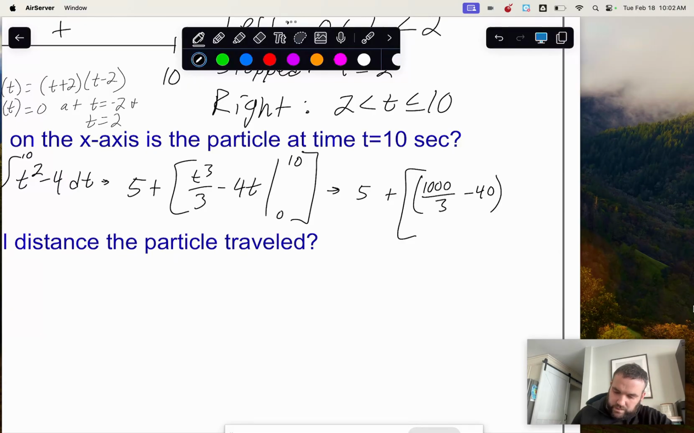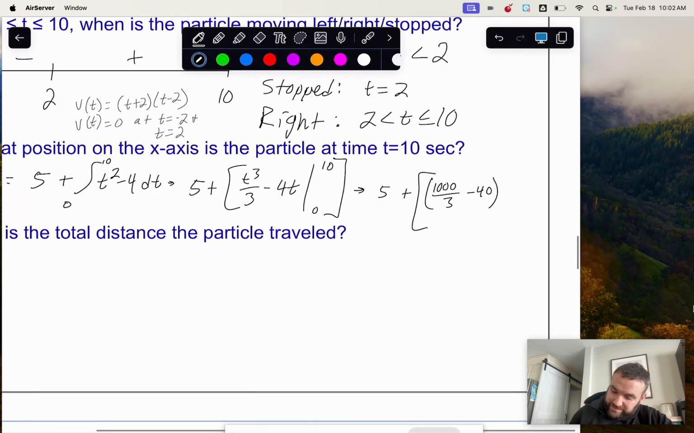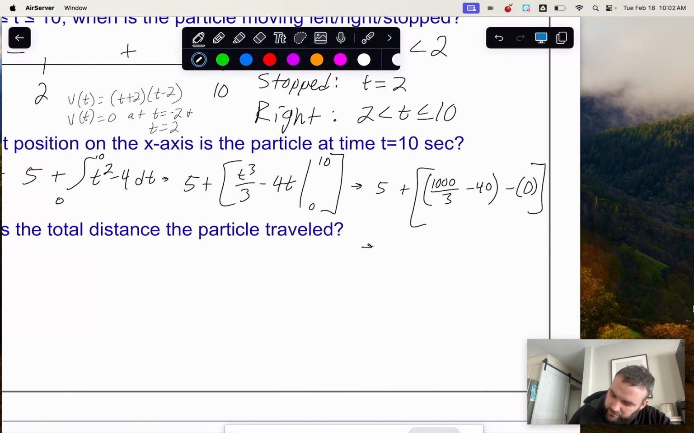That is the particle's position at time 10. And then if I subtract 0, I know it's not actually at 0, but for the sake of the integral, I have to do 1,000 thirds minus 40, and then subtract 0. So this would end up being 5 plus 1,000 minus 120, because that's 40 thirds, which is 5 plus 880 over 3.